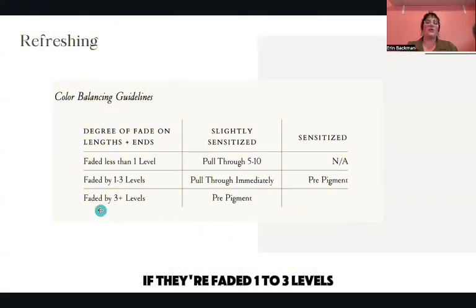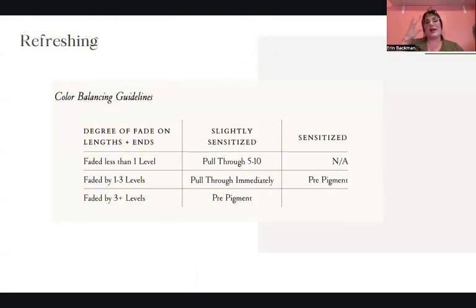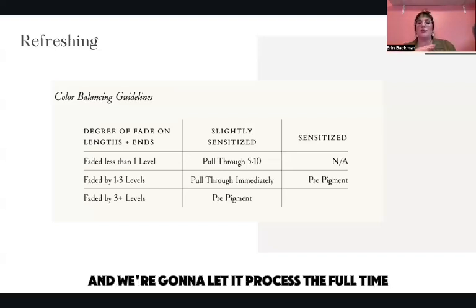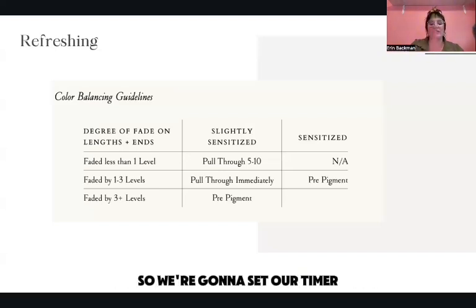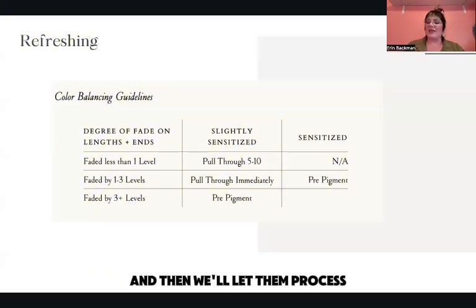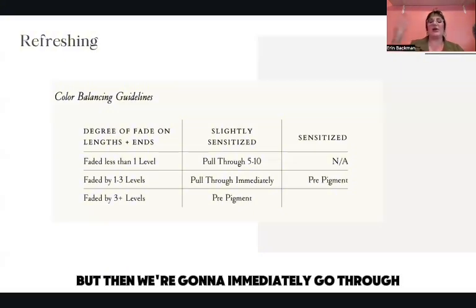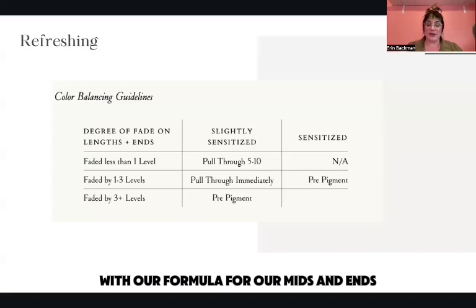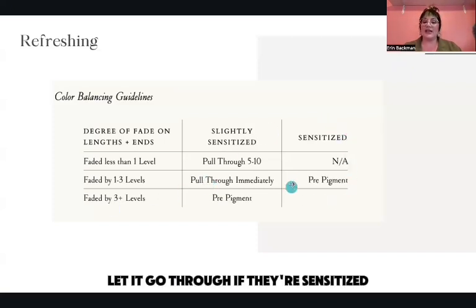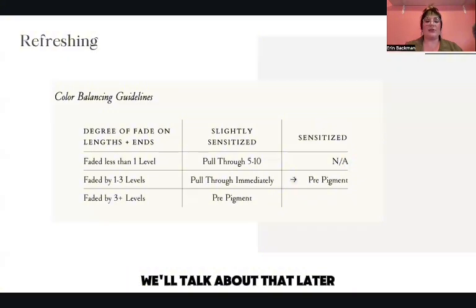If they're faded 1 to 3 levels, we're going to pull through immediately because we want to balance their color out, and we're going to let it process the full time. So we're going to set our timer once we've finished applying our base. We'll turn our timer on for either 35 or 45 minutes, and then we'll let them process. But then we're going to immediately go through with our formula for our mids and ends. Let it go through. If they're sensitized, we would pre-pigment. And again, we'll talk about that later.